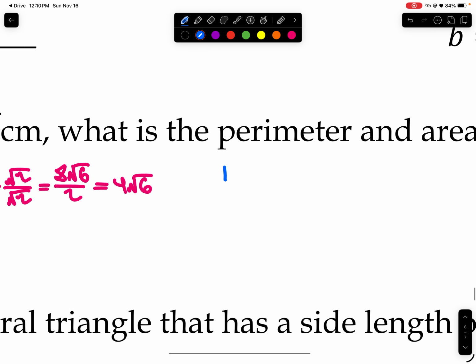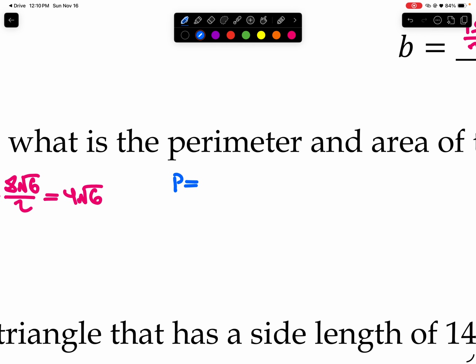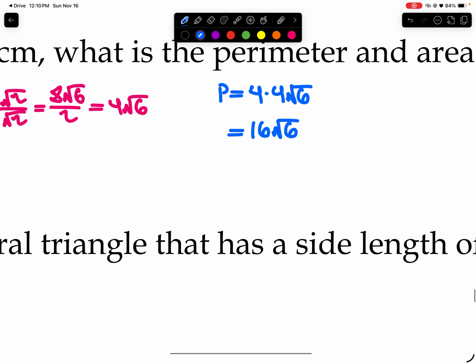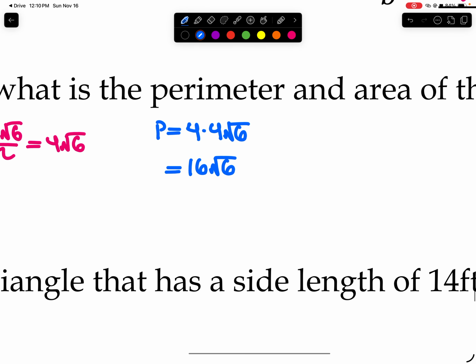So the perimeter of a square is going to be adding up all the sides, or I can just do 4 times the leg length, which is 4 times 4 root 6, which in this case is going to be 16 root 6. Okay, and then this is centimeters. Make sure I include my units.